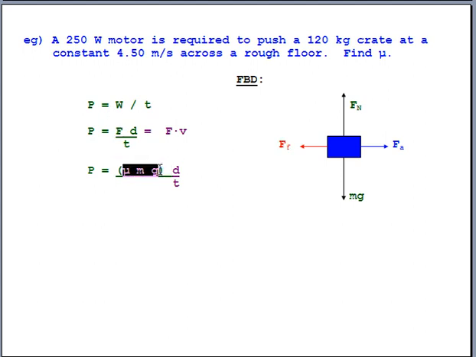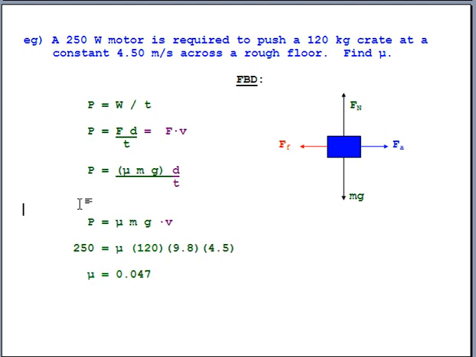And if we're not on a ramp, then I can just go mu mg. And again, you can just write that as a v if you want. Write that d over t. There we go. We'll explicitly do that. So, calculations, they go pretty simple now. 250 is our wattage, looking for the mu value, and then the m and the g and the v.